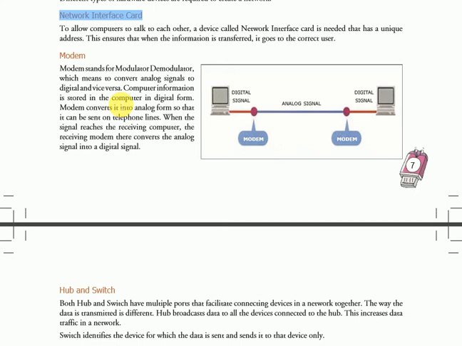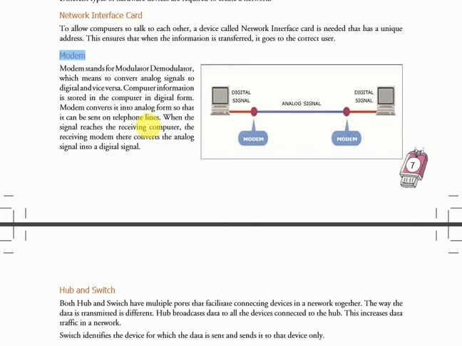The next one is modem. Modem stands for modulator and demodulator, which means to convert analog signals to digital and vice versa. Computer information is stored in the computer in digital form. Modem converts it into analog form so that it can be sent on telephone lines. When the signals reach the receiving computer, the receiving modem converts the analog signal into digital signals.